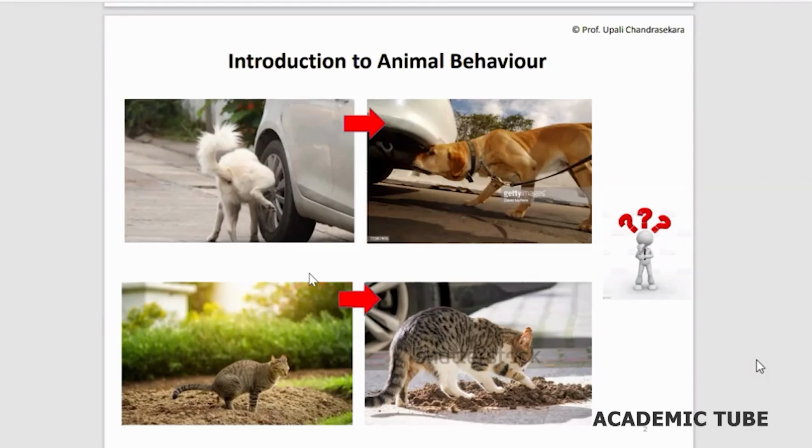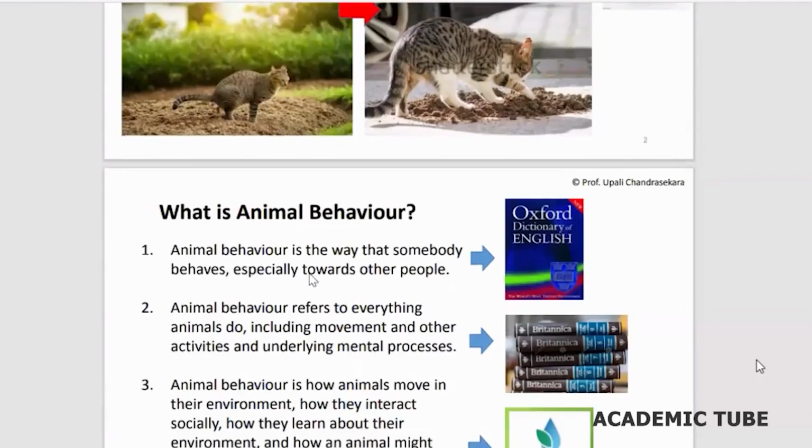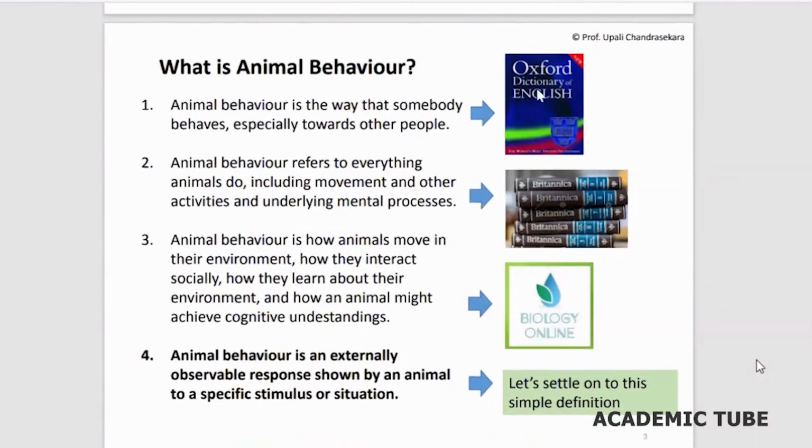So we have to find a definition for animal behavior. What is animal behavior? There are so many definitions. Now, as you see, the Oxford English Dictionary defines animal behavior as the way that somebody behaves, especially towards other people. That's a very common, very simple definition. Now, it does not say anything about other animals. But animals also have their behavioral patterns, isn't it?